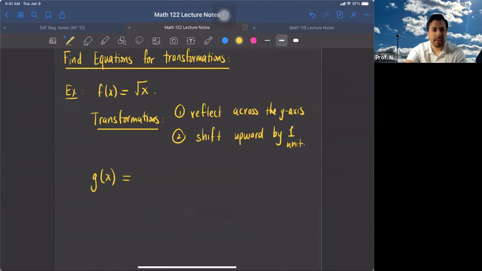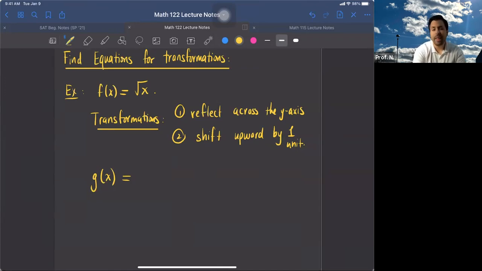So if I want to reflect square root of x across the y-axis, what's the algebraic command for number 1? What is it? Place a negative in front of the x. Right. I want to reflect across the y-axis.